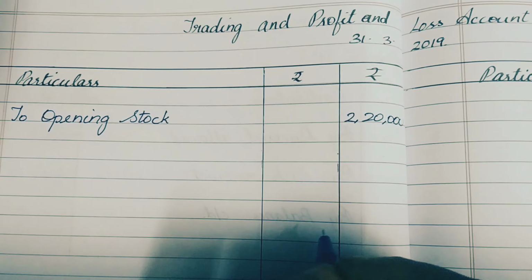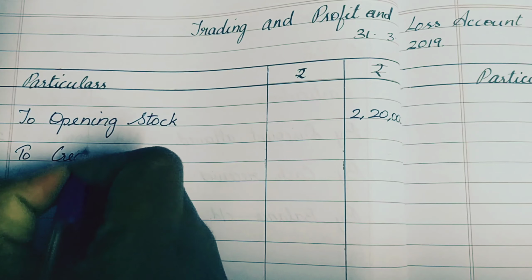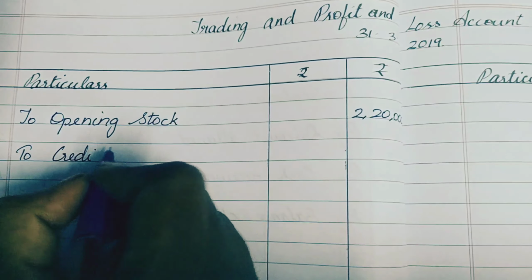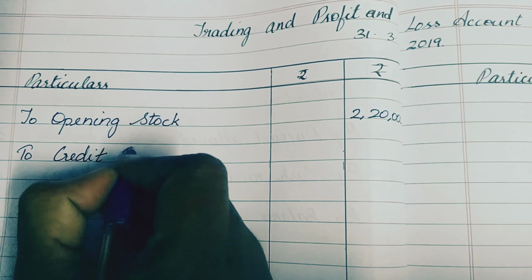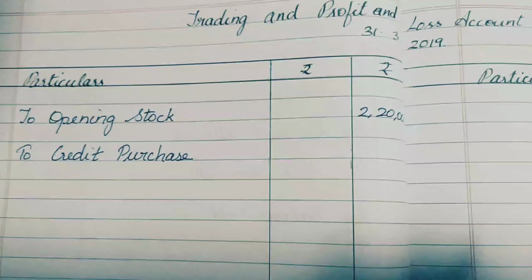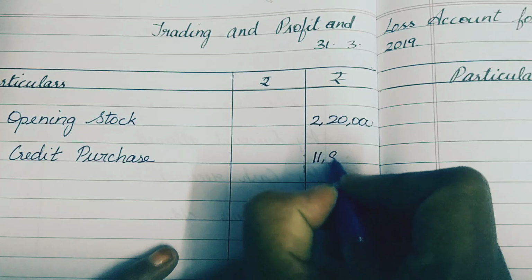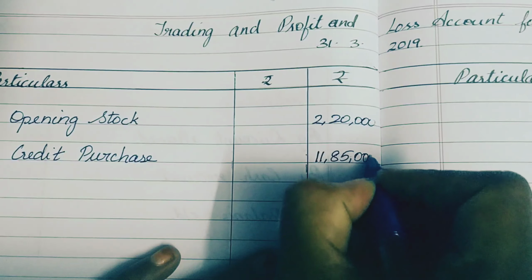So that has been recorded in the outer column because we do not have any working note for this opening stock. So after that, we are going to record to credit purchase because cash purchase is not given. So directly we are recording credit purchase, which we found using the total creditors account. So 11,85,000 in the outer column.